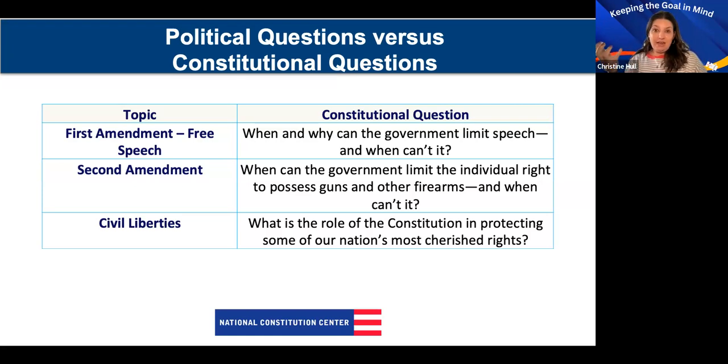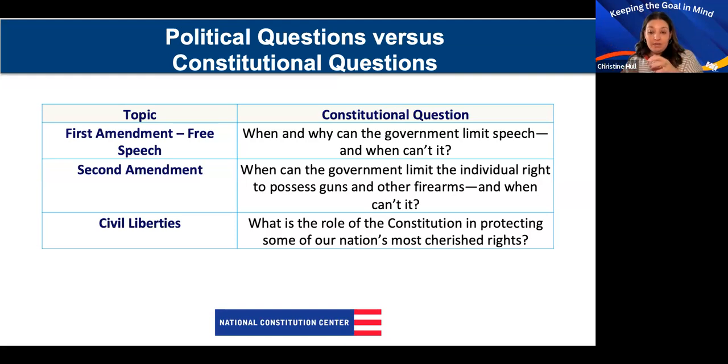So if you can take it out of that and keep it grounded in the documents and the artifacts, you're going to have a much more productive conversation. So I love keeping it in the constitutional question. It's so much better all around.